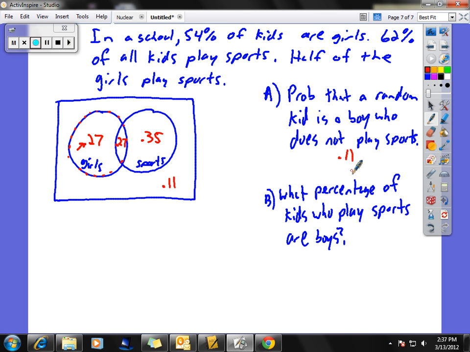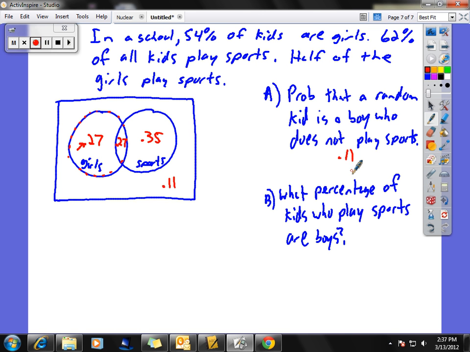If you have 3 questions, will you end up where it doesn't add up to 1? Or does it always add up to 1? No, the whole diagram should always add up to 1. Yeah. Okay, and then we have, so what percentage of kids who play sports are boys?